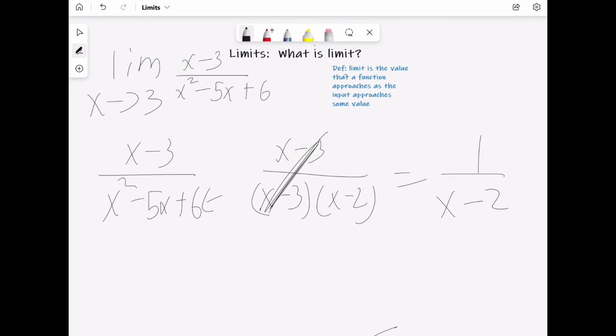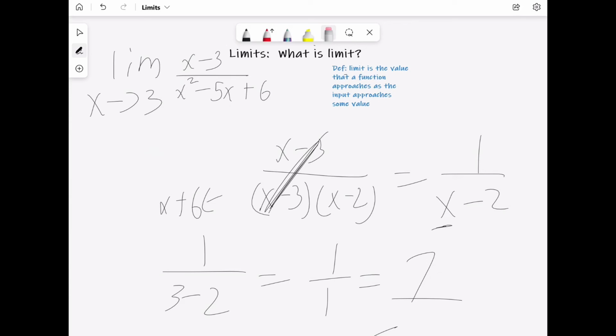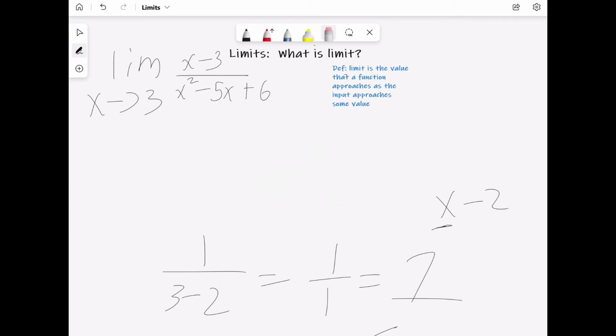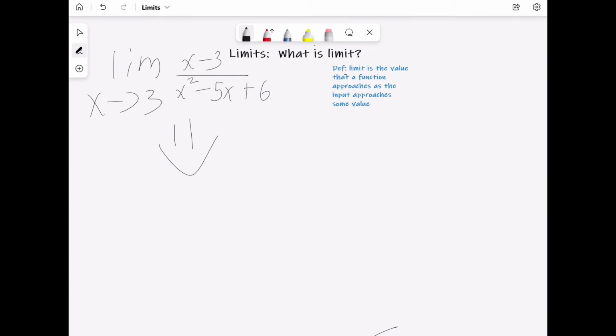Okay, let's just sub in 3 for x here. 1 over 3 minus 2, which equals 1 over 1, which equals 1. Nice. No bad numbers there, no undefined things. That means it just equals 1, right? So, as x approaches 3 in this function, the output number would approach 1.